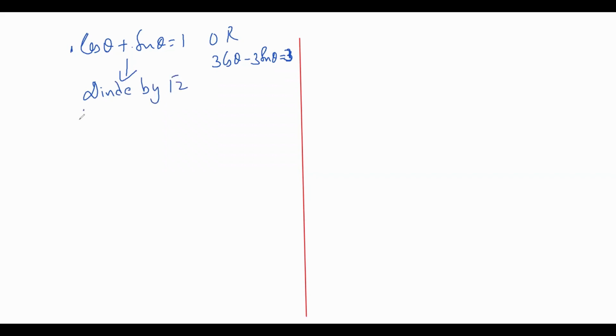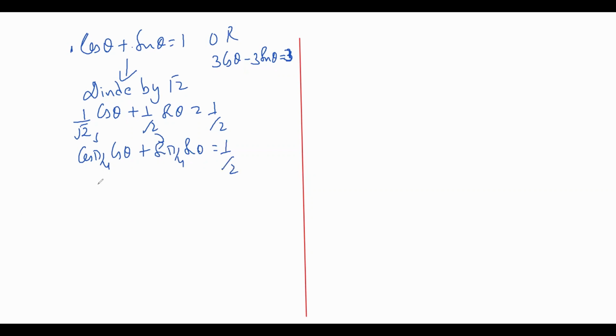Why? Because, as we all know, sine and cos theta at 45 degrees give the value 1 by root 2. So we can convert this into an identity. Again, we have two ways. Depending upon the quotient, you can replace this by cos pi by 4, and this by sin pi by 4. And what I get, this is cos A cos B plus sin A sin B, that is cos of A minus B.